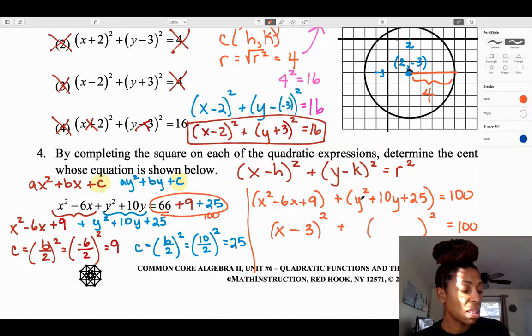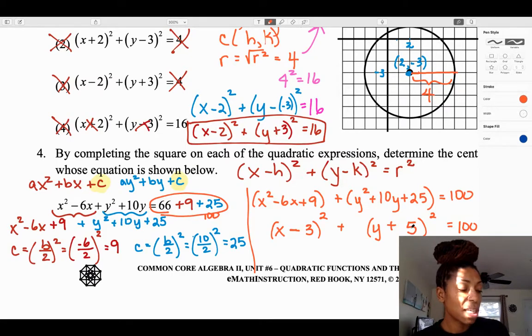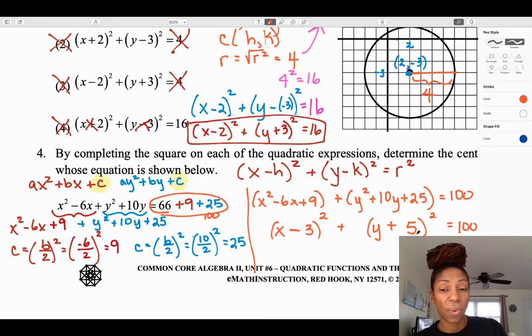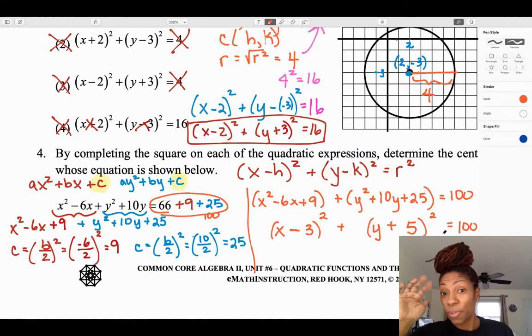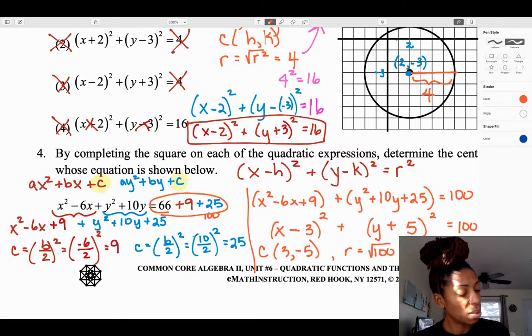Now the y, we had to start with a y, and then the square root of 25 is 5, and I had to have a plus because 5 plus 5 is 10, and 5 squared is 25. So here's our equation rewritten in the equation of a circle form, right? So the center is going to be positive 3, negative 5. And the radius is the square root of 100, which is 10.